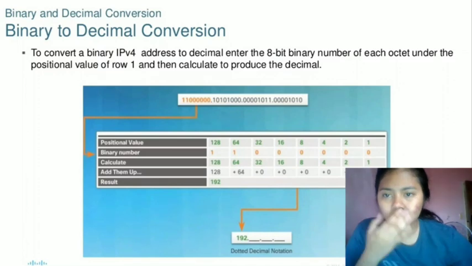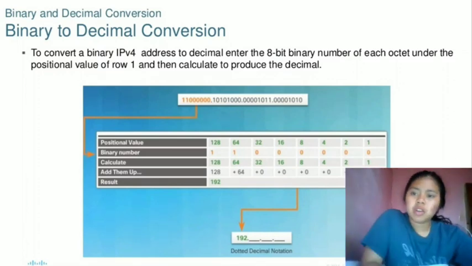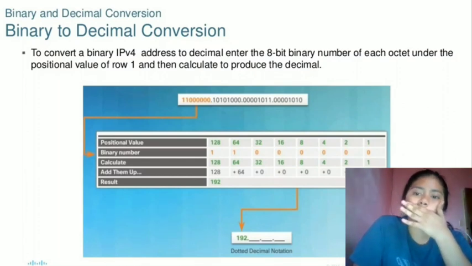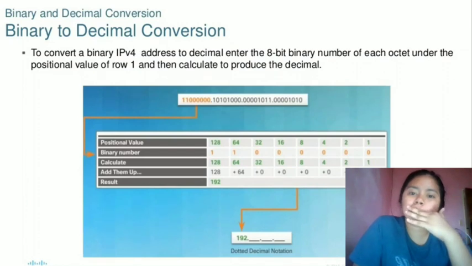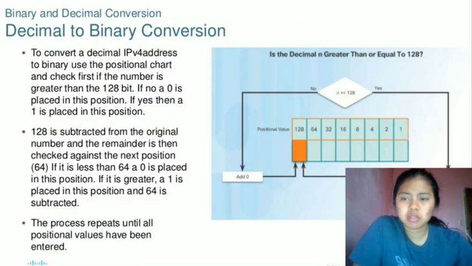Binary to decimal conversion. To convert an IPv4 address from binary to decimal, enter the 8-bit binary number of each octet under the positional value row, then calculate to produce the decimal value.